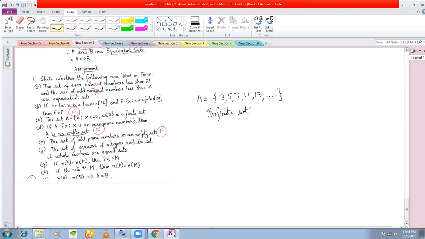1F. The set of squares of integers and the set of whole numbers are equal sets. Let's see what are the sets of squares of integers. Let's call the sets A and B.